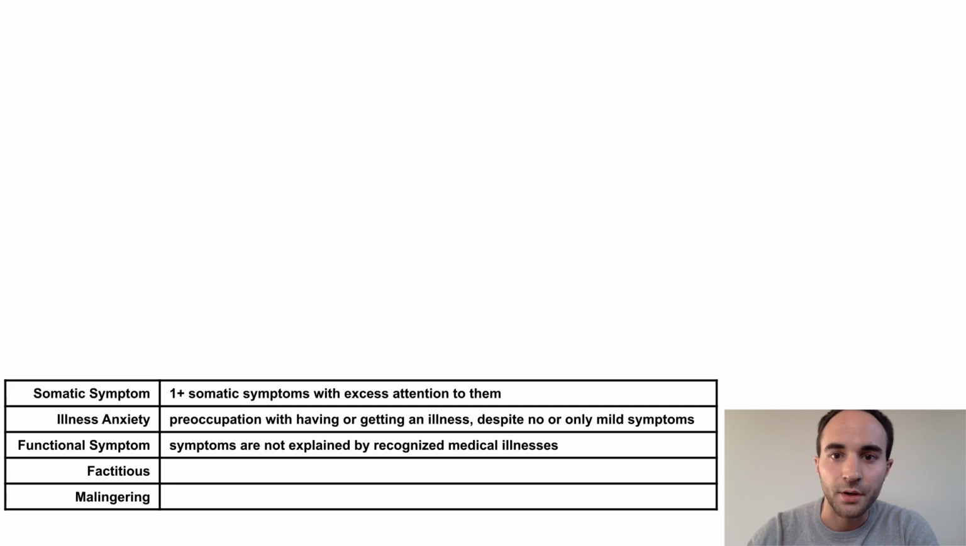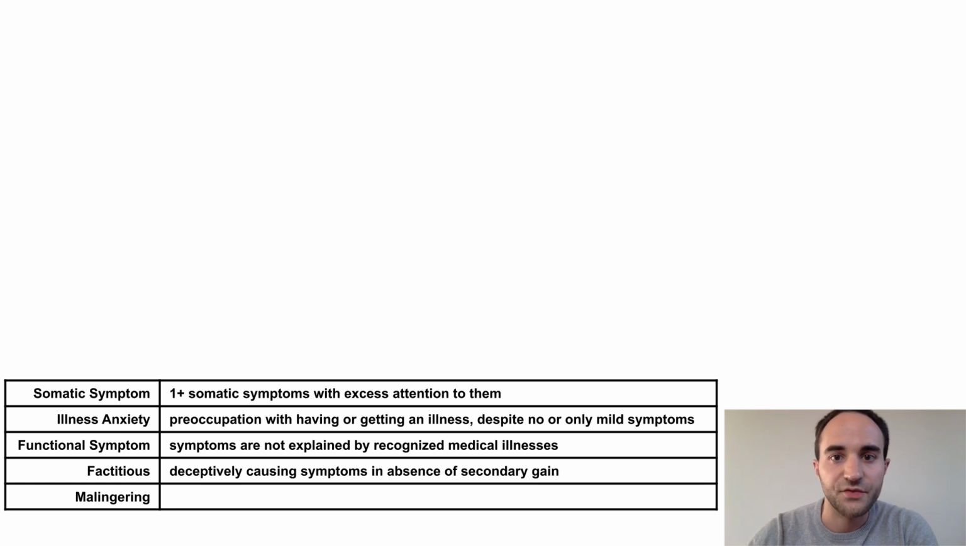Functional symptom disorder involves physical symptoms that are not explained by recognized medical illnesses. For example, seizure-like episodes that do not correlate with EEG changes. Though the cause of functional symptoms is not fully understood, it is generally thought that psychological factors, such as stressful life events, are major contributors. The DSM-5 only lists functional neurological disorder, but there are other kinds of functional disorders, including functional gastrointestinal disorders.